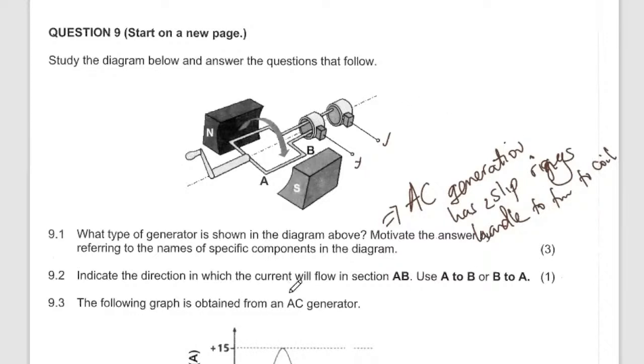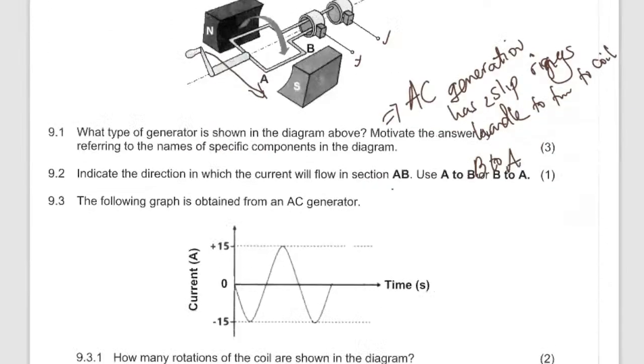Then indicate the direction in which the current will flow in section A. Since we've seen the field moving in this direction, we want to get the current. Using the right-hand rule, we can see that the current moves in that direction. So it's going to be B to A.